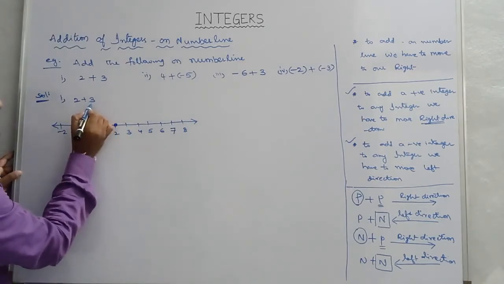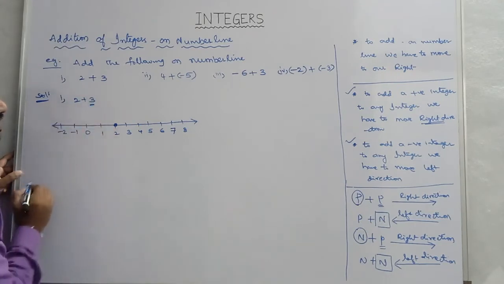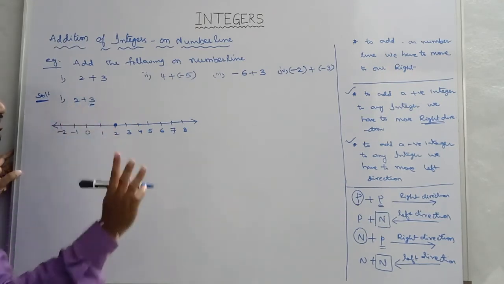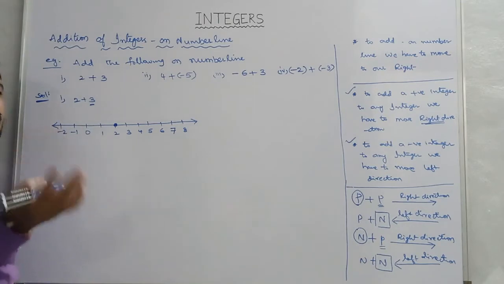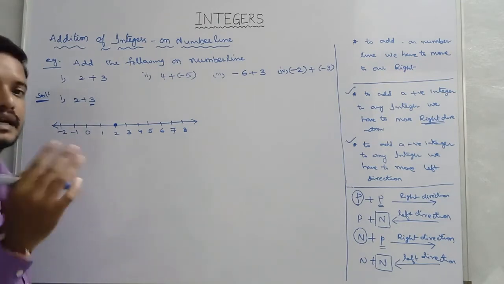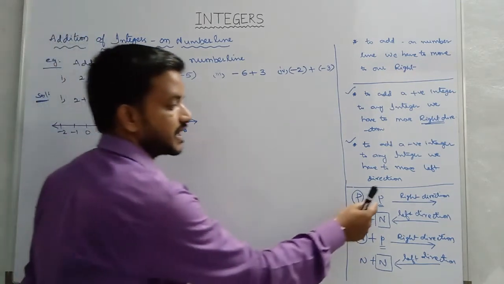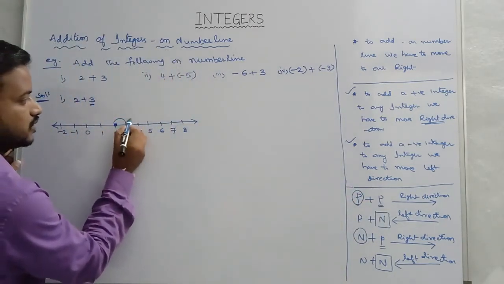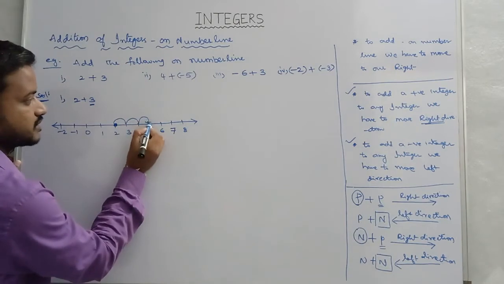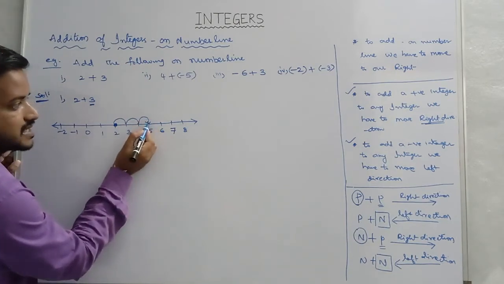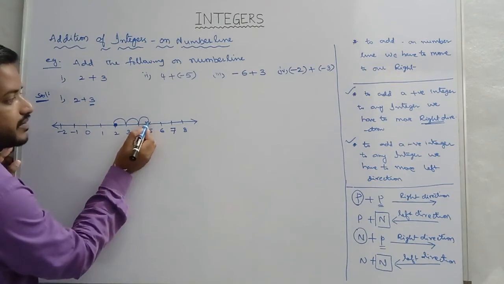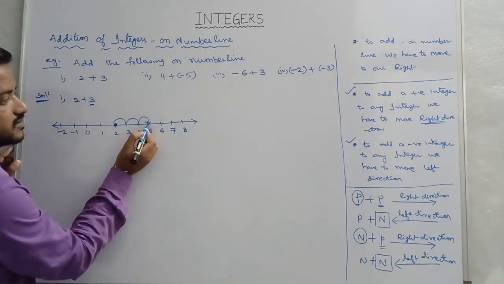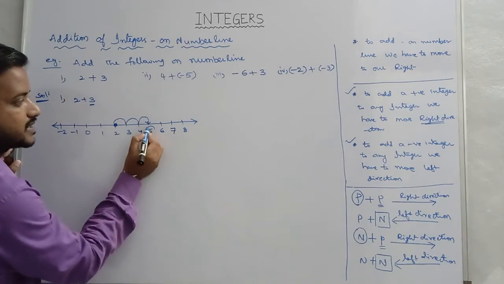By how many steps? The second integer indicates the number of steps we have to move. So how many steps we have to move? 3 steps. 3 steps to our right or left? To our right. Why? Because the second integer is positive. So here 1, 2, 3 steps. See, you have to identify this arrow mark. By this arrow mark you can identify the direction.